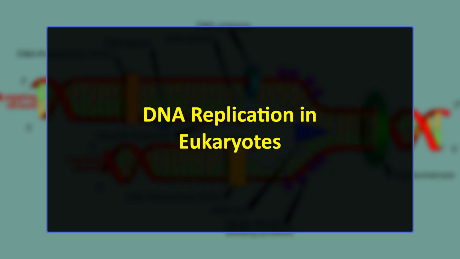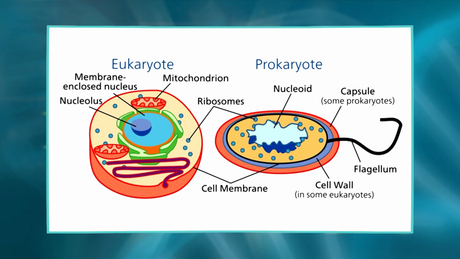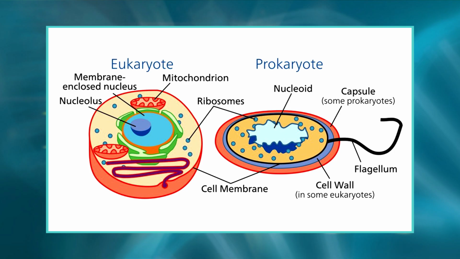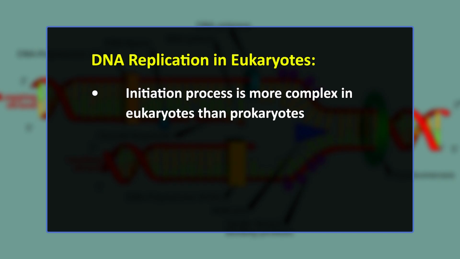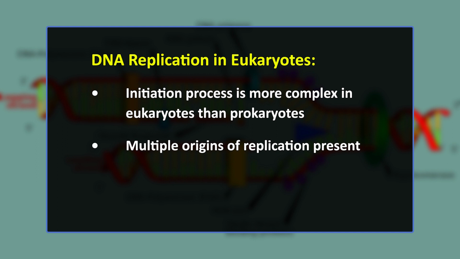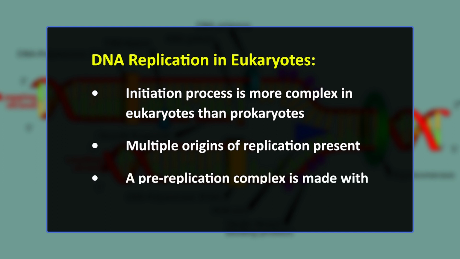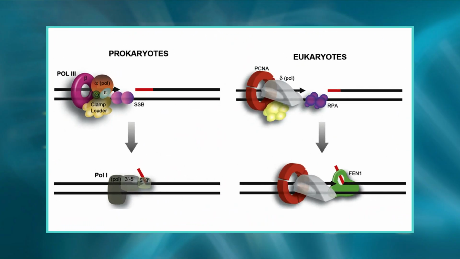Dear students, the DNA replication in eukaryotes. The DNA replication in eukaryotes is similar to the DNA replication in prokaryotes. However, the initiation process is more complex in eukaryotes than in prokaryotes. In eukaryotes, there are multiple origins of replication present. A pre-replication complex is made with the other initiator proteins. The process is entirely the same, but the enzymes used are different. For example, in eukaryotes, the polymerization process is carried out by the enzyme Pol delta, whereas in prokaryotes, it is done by DNA Pol III.